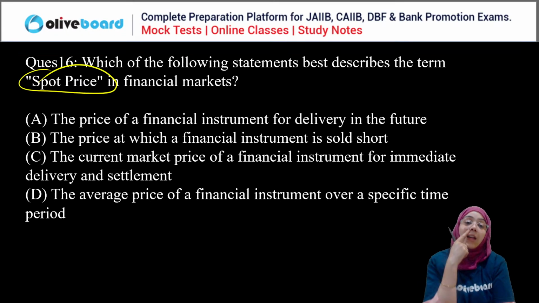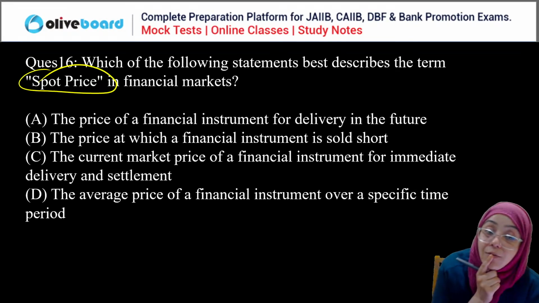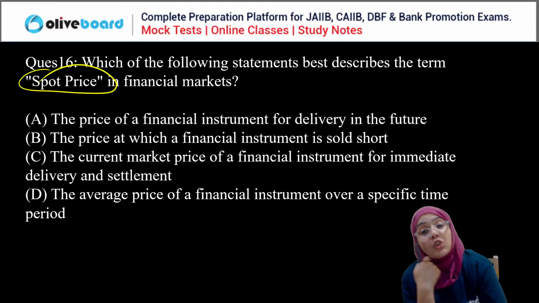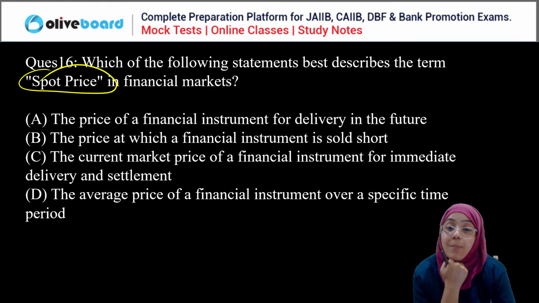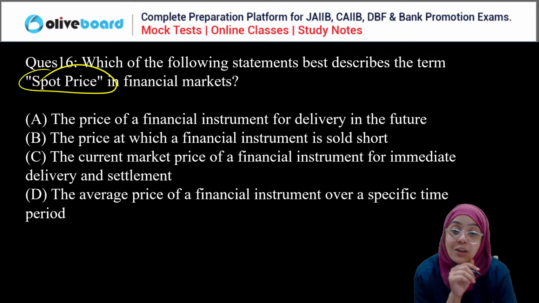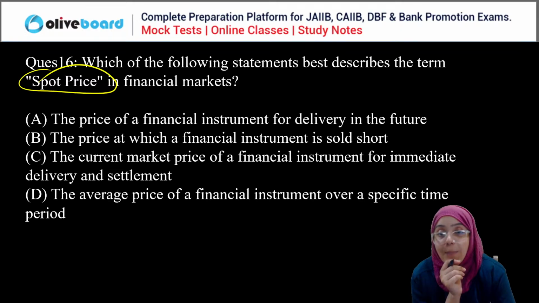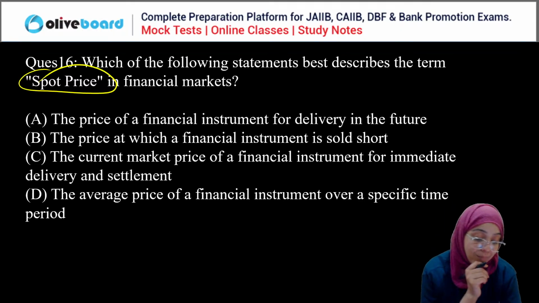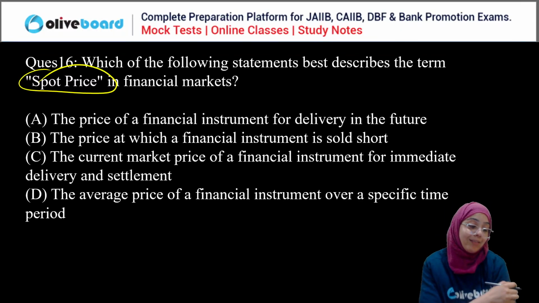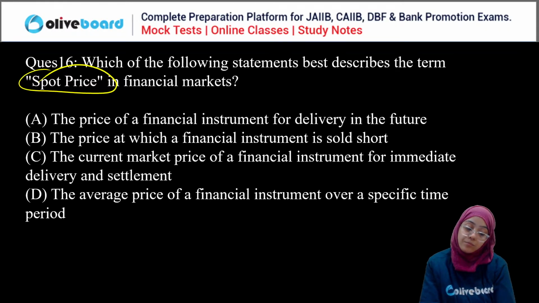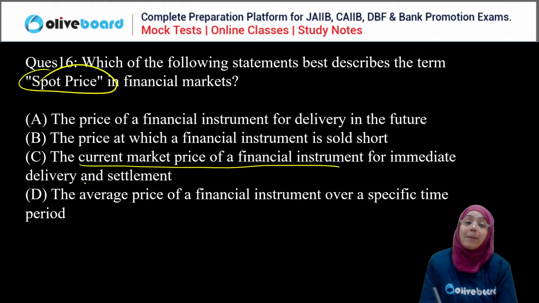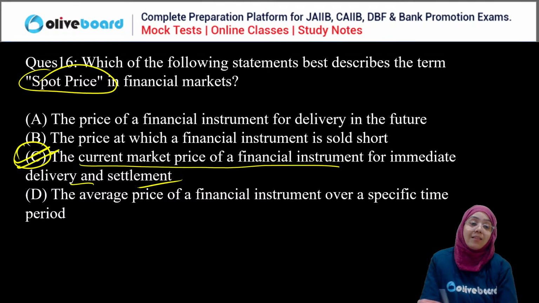Next question. Which of the following statements best describes the spot price in a financial market? What is a spot price? The price of the financial instrument for the delivery in the future, the price at which the financial instrument is sold short, the current market price of the financial instrument for immediate delivery and settlement, the average price of the financial instrument over a specific time period. Now you have to tell me which of the following statements best describes the spot price. Yes, a spot price is the current market price of a financial instrument for the immediate delivery and the settlement. C is the correct answer.